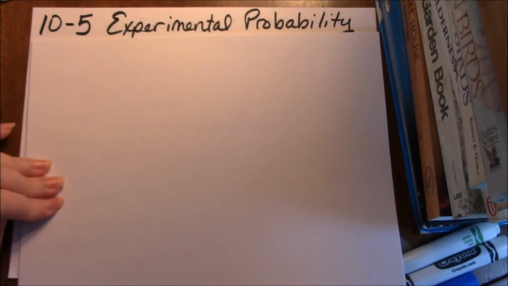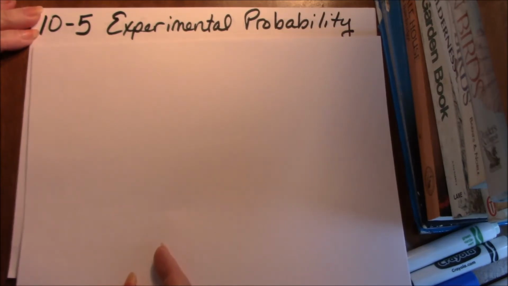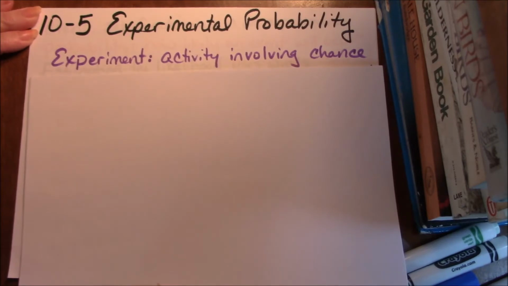Hello and welcome to Chapter 10, Section 5. This is all about experimental probability. This is our introduction to probability. And so we're going to start with a bunch of vocabulary.